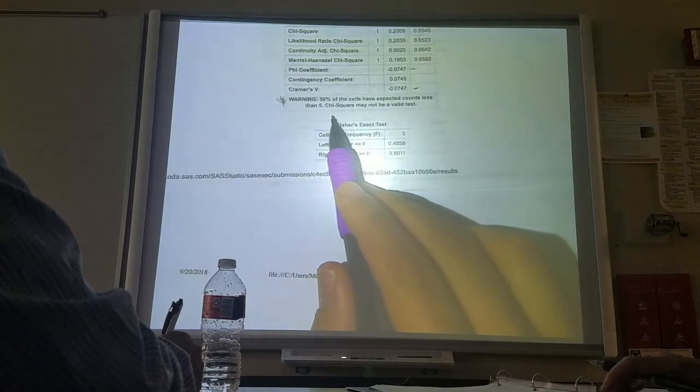I think it has to do with expected counts not being above 5. The expected values, expected frequencies, we'll go with that.